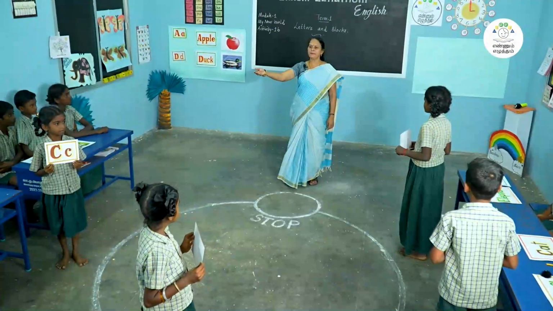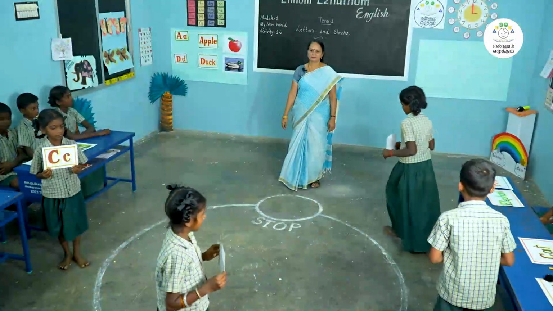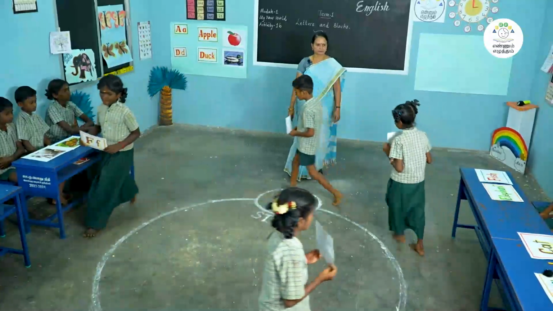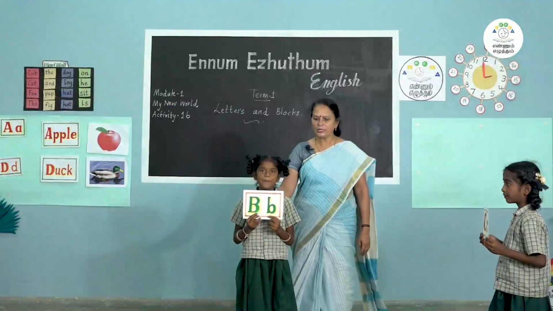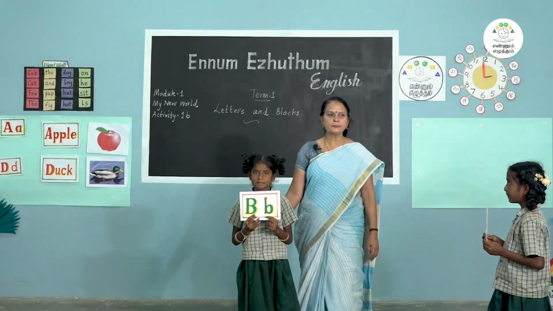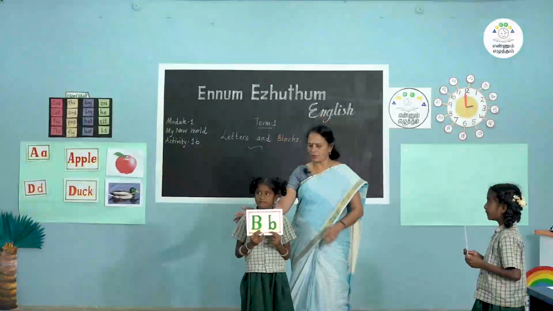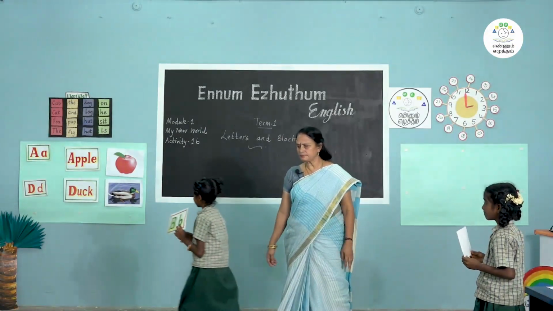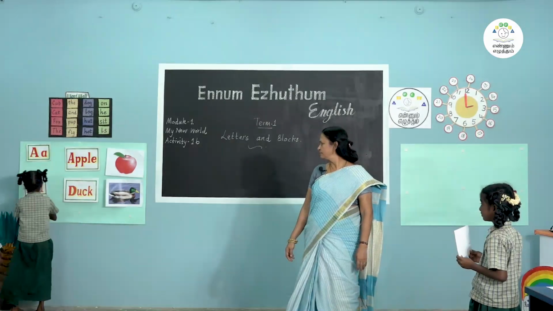Let us continue the game. Music, please. Stop. What letter have you? B. B. Once more? B. Okay, now go and fix it. Very good.